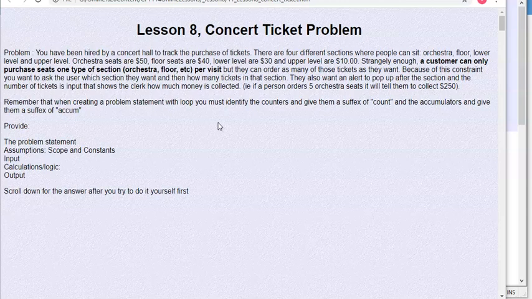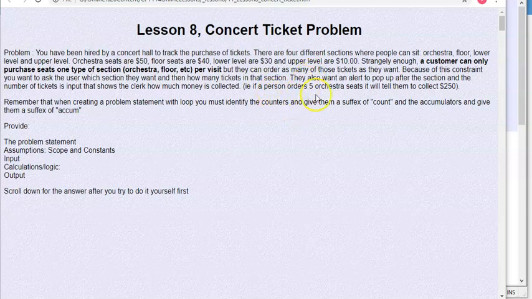The reason is that in order for us to programmatically handle that kind of request, we can have one of two things. One is we can ask how many of each type, so how many orchestra, how many floor. We could do that, but that's a lot of questions for a person who just wants to come in and order some orchestra tickets, right? And let's go through all those inputs.